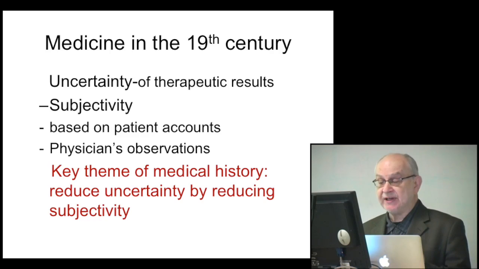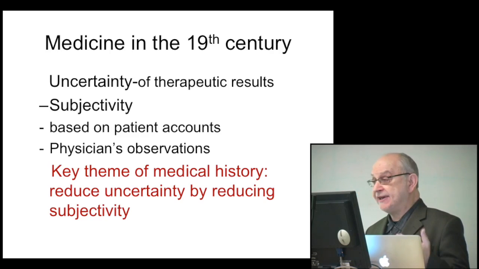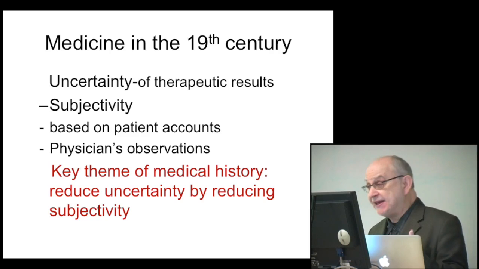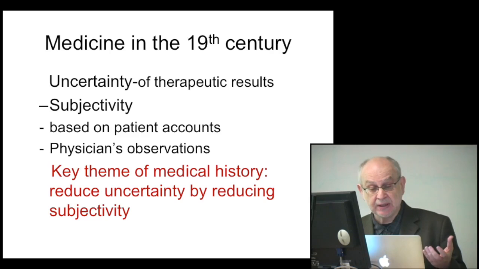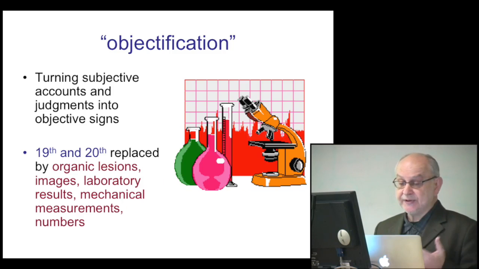First of all, most of what a physician would know would be based on patient accounts, which are inherently subjective, or on physician observations, which can be equally subjective. And one of the key themes in medical history since the 19th century has been reducing uncertainty by reducing levels of subjectivity. And increasingly in the 19th century, doctors and medical researchers have sought objective signs of disease.